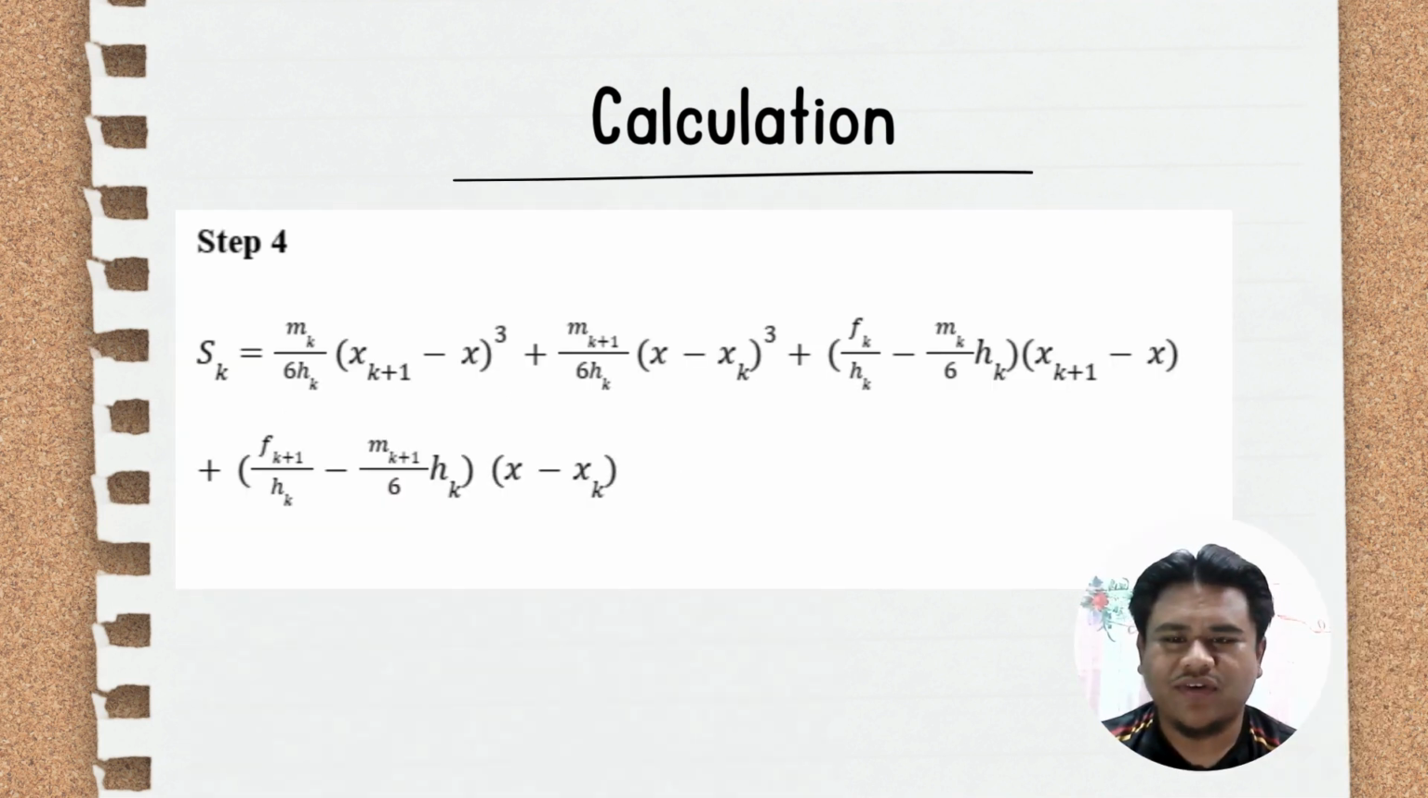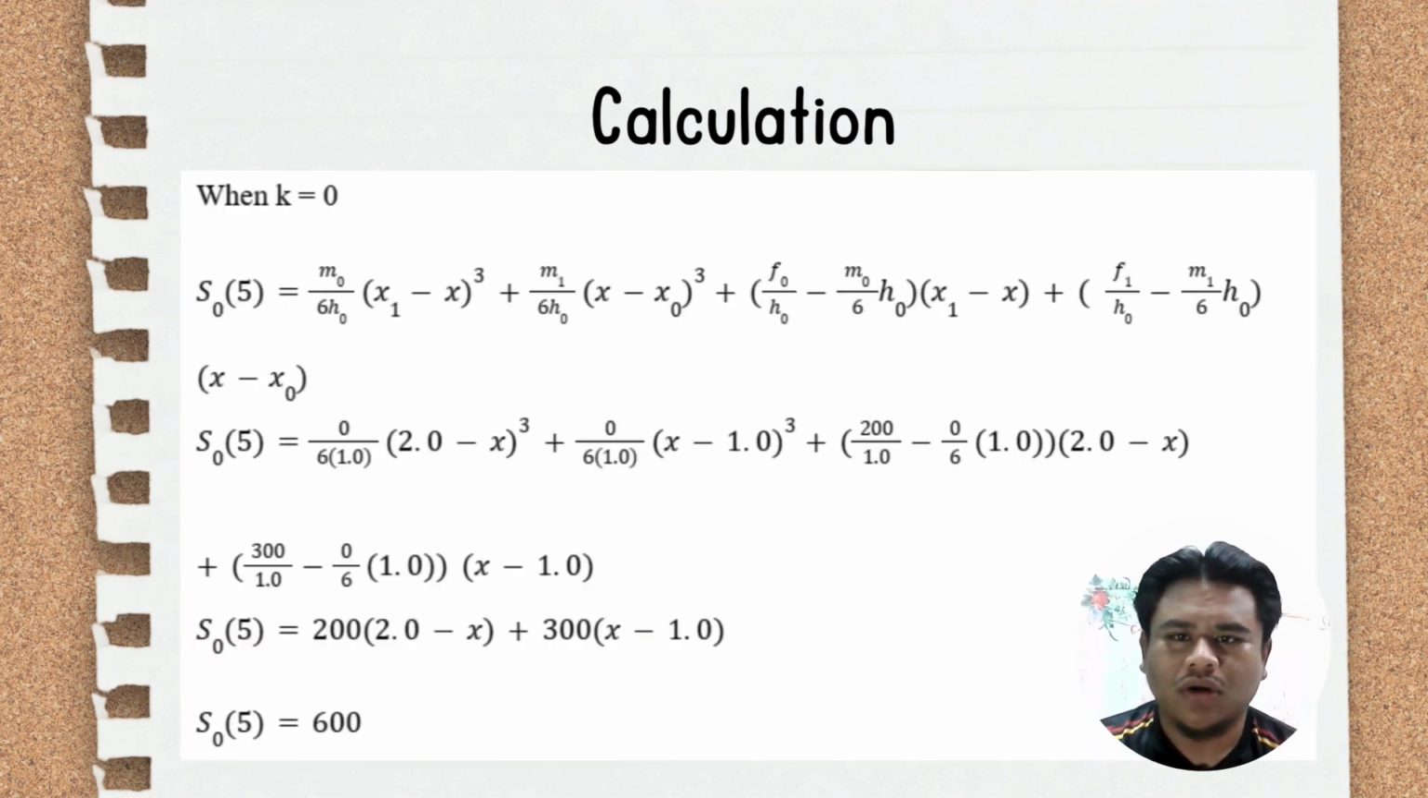Okay, for step 4, we just need to insert our data in this formula. So when k is 0, the formula will be S0(5). We enter all the data given, such as M0, x, x1, h0, and f1. So the answer for S0 is 600.